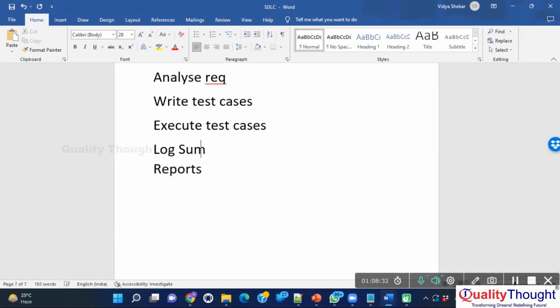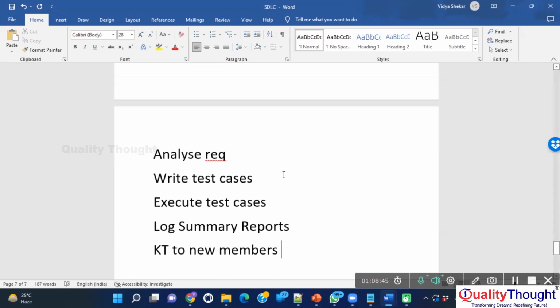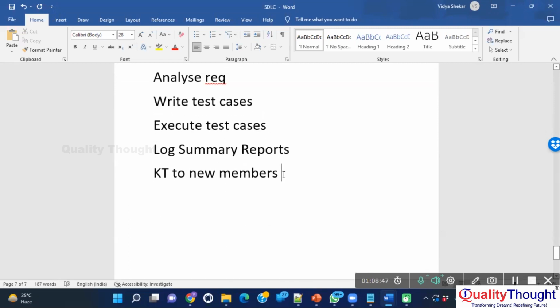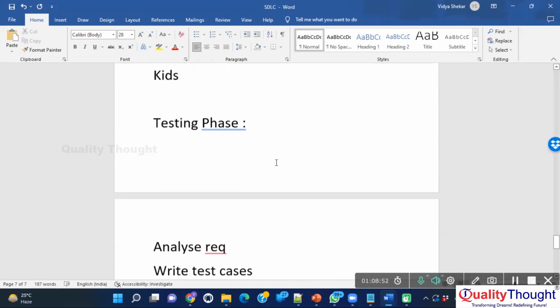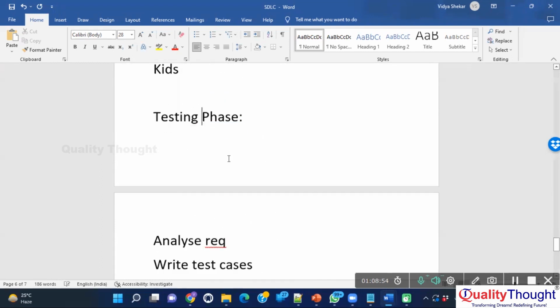If any new member joins, we can give KT to them. See, this is your job. Attending Scrum calls weekly, daily. Those will come later, meetings will come later. I'm only asking about the tasks.